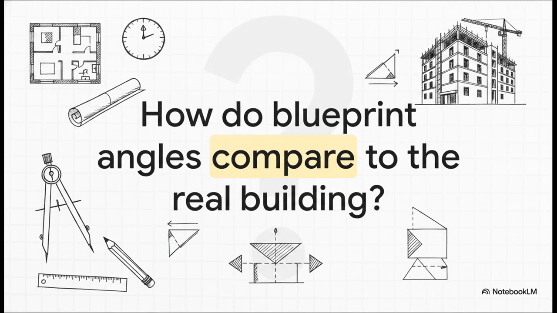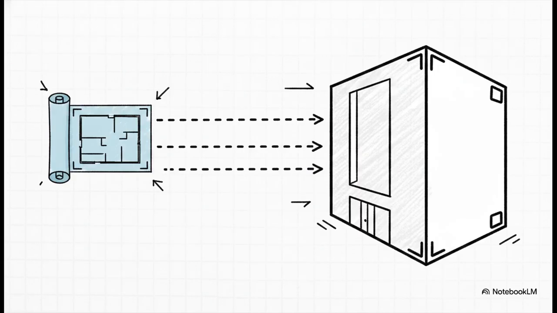Now, to wrap things up, I want to leave you with a real-world transfer question. Imagine an architect hands you a blueprint of a massive building. This blueprint was created using a geometric dilation with a scale factor of 0.05. How do the angles of the walls drawn on that blueprint compare to the angles of the actual physical building once it's constructed? Well, the answer relies on everything we've talked about today.